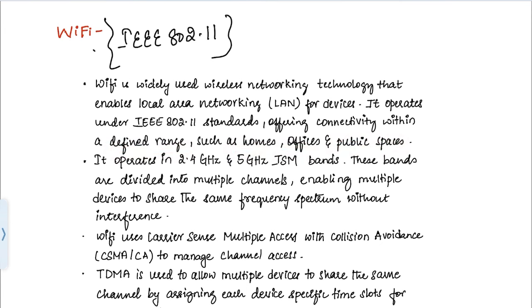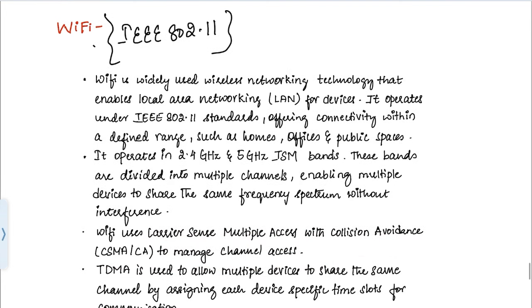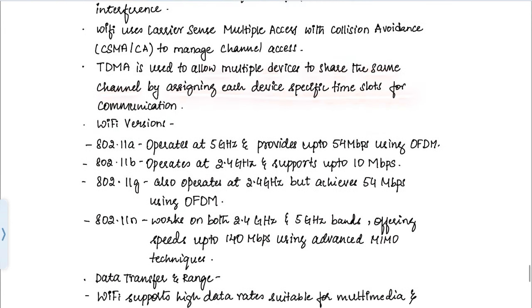Speaking of the frequency bands, it operates in 2.4 gigahertz to 5 gigahertz ISM (industrial, scientific, and medical) bands. These bands are divided into multiple channels which enable multiple devices to share the same frequency spectrum, and there is no issue of interference. Wi-Fi uses carrier sense multiple access with collision avoidance to manage the channel access. Speaking of multiplexing, we have TDMA, that is time division multiple access, which allows multiple devices to share the same channel by assigning each device specific time slots for communication.